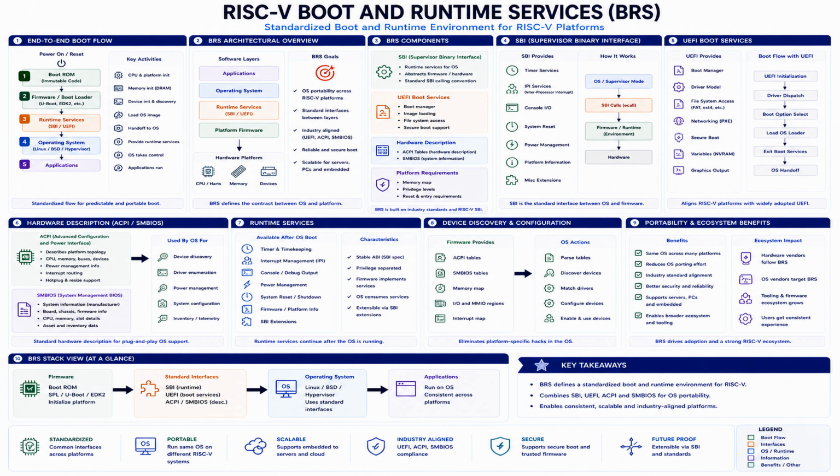The firmware translates the request into a concrete hardware action. Finally, the hardware carries out the operation, like starting a timer, sending an IPI, resetting the chip, and so on. Visually, you can picture it as a vertical chain: OS, SBI call, firmware, and then hardware.